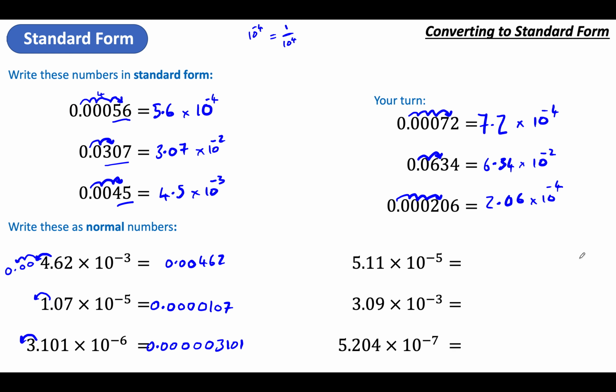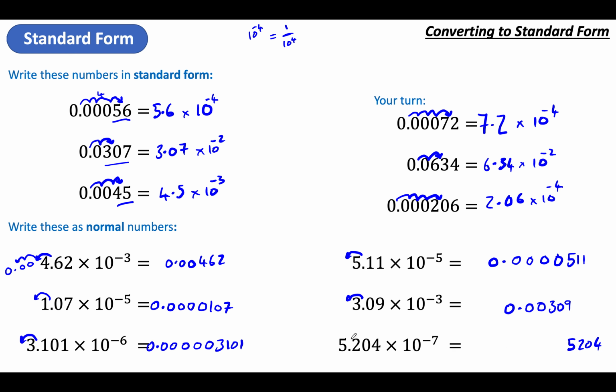Right, 5.11. Let's give ourselves a bit of space. Now, it's going to jump 1 place to get over the 5, and then I've got 4 more to go. So that's 1 jump, 2, 3, 4. Total of 5 places smaller. 0.0000511. Okay, 3 places smaller, so 1 place jumps that 3. So that's 1 jump, and then 2, 3 jumps in total. 0.00309.